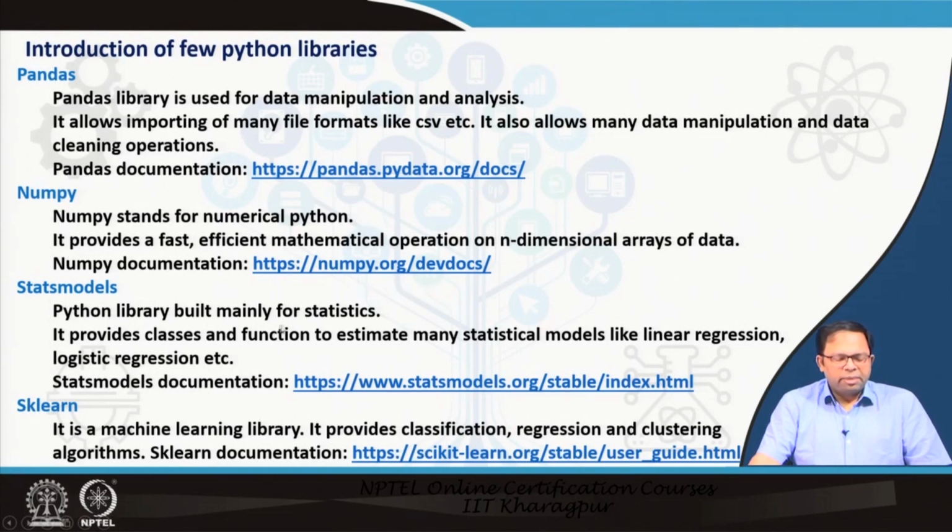Then statsmodels is mainly built for statistics. It provides classes and functions to estimate many statistical models like linear regression, logistic regression, and so on. And then comes the sklearn library. It is a machine learning library. It can help you to classify, do regressions, do clusterings, and so on. So it includes several algorithms which could be called to act upon a particular set of data. So basically these are groups of functions which are already written. We just need to understand which function does what, and we need to understand the data entry format for that particular function. So if I have got a data file and I call a function and include that data file inside that function, then that is what will give me results.